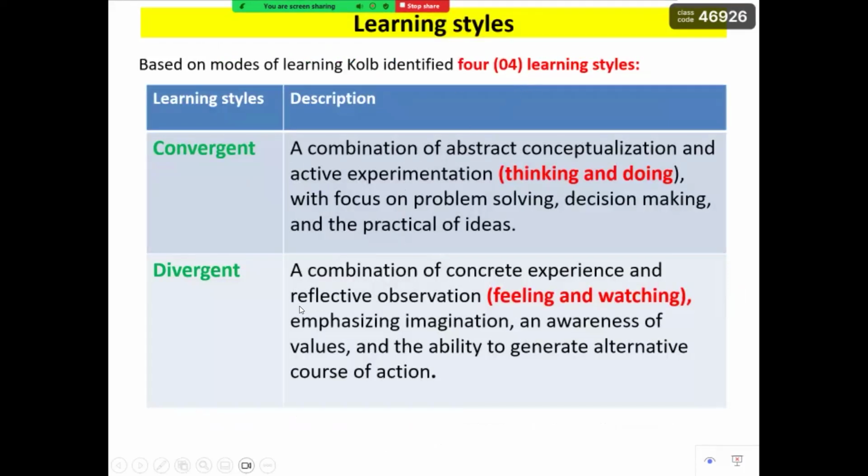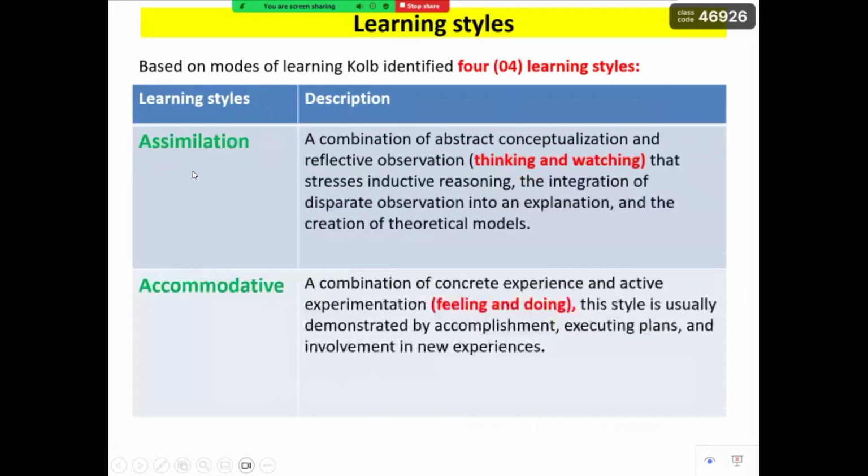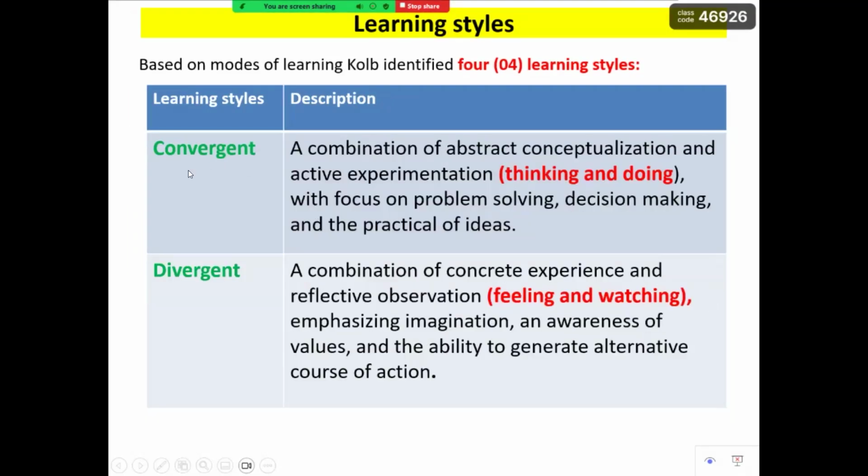Also, Kolb identified 4 learning styles: convergent, divergent, assimilation, and accommodative. We have some other learning styles according to Kolb. Here, convergent is a combination of abstract conceptualization and active experimentation, that is thinking and doing, with a focus on problem solving, decision making, and the practical application of ideas. Some people are convergent learners.